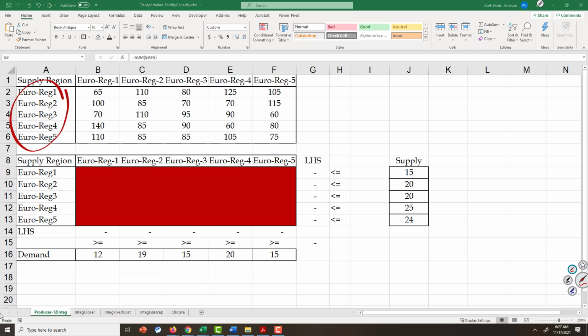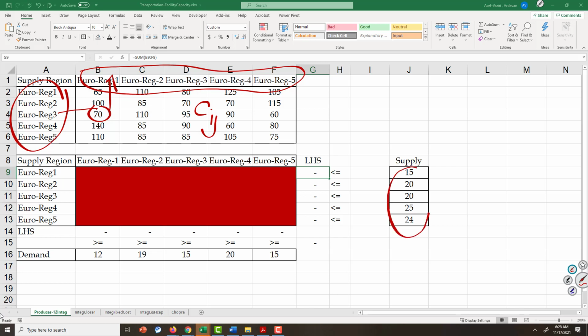I have 5 factories and 5 distribution centers, 5 origins and 5 destinations. These are the Cijs, the cost of 1 unit of product from an origin to a destination. Here are the supplies of each origin. Here are the demands of each destination.